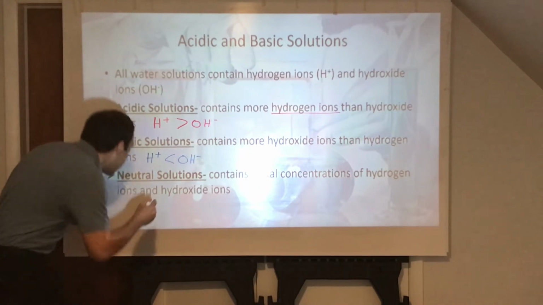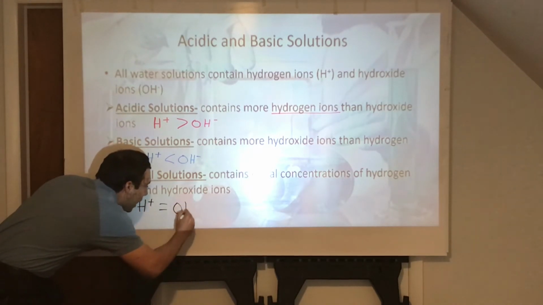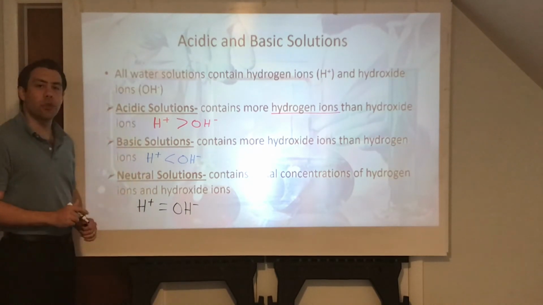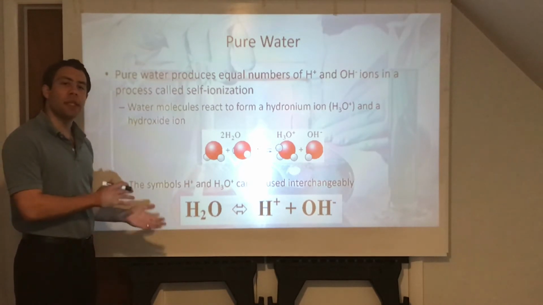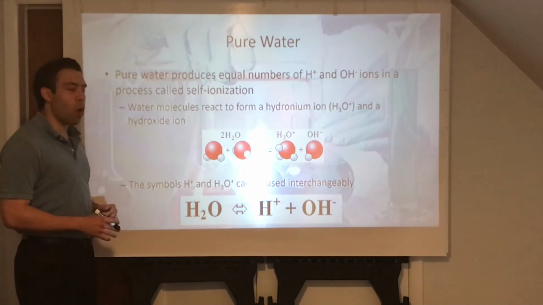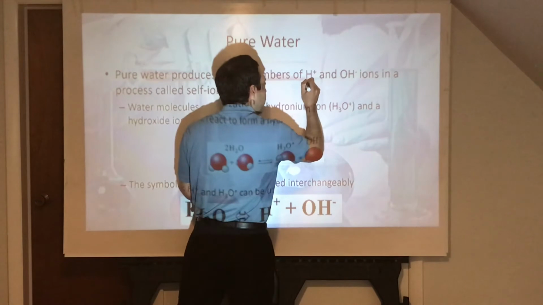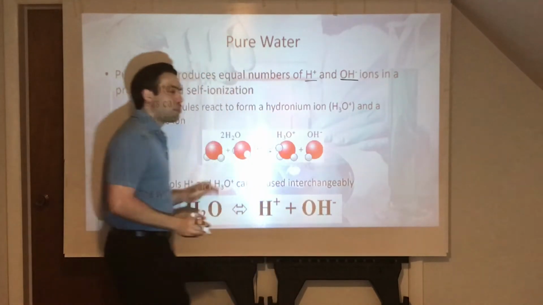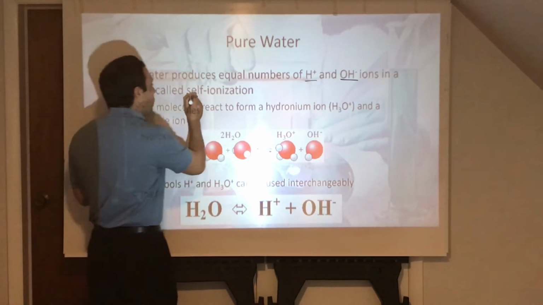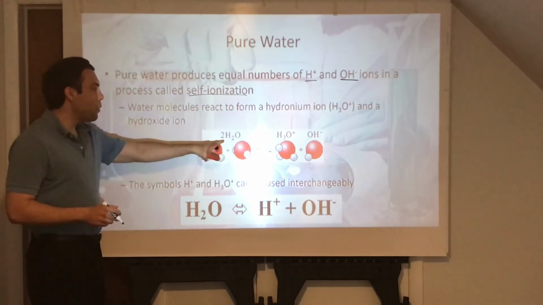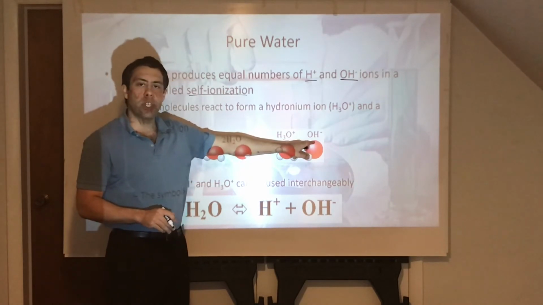So in this case, the H+ ion concentration is going to equal the OH- ion concentration. An example of a neutral substance, a substance that is neither acidic nor basic, is pure water. Pure water contains equal numbers of hydrogen ions, H+ ions, and OH- ions. Remember, water is H2O, and it undergoes a process called self-ionization. So the H2O breaks up into H3O+ and OH-.